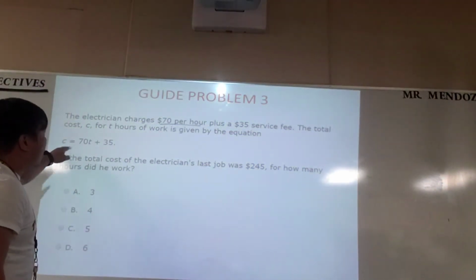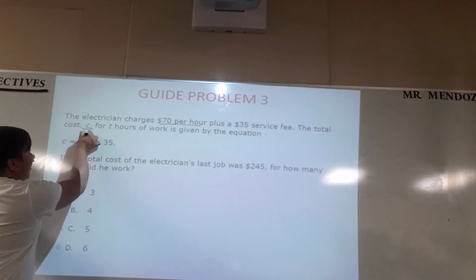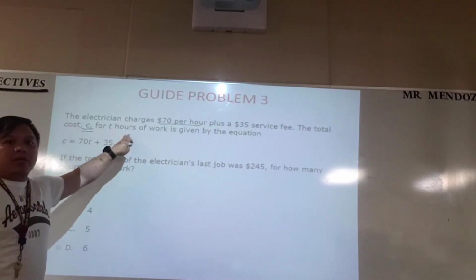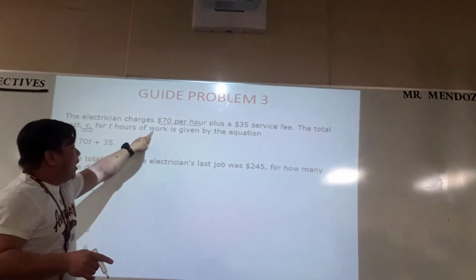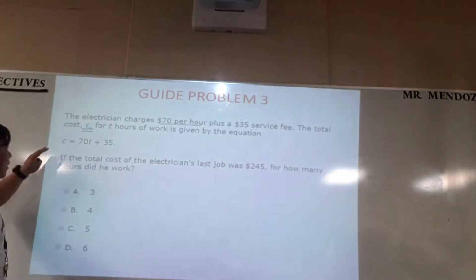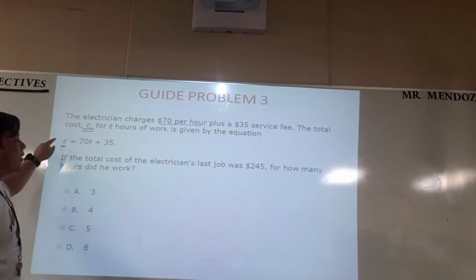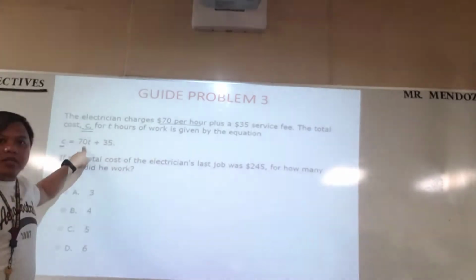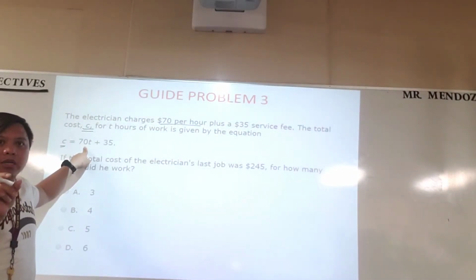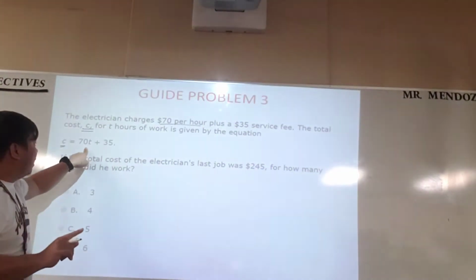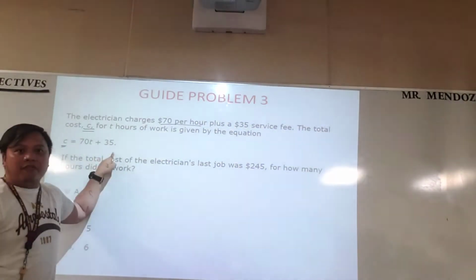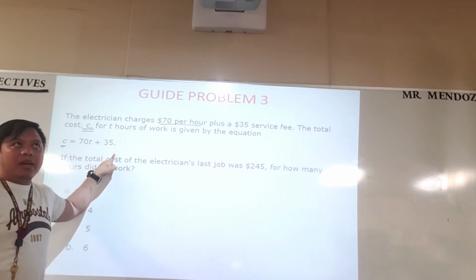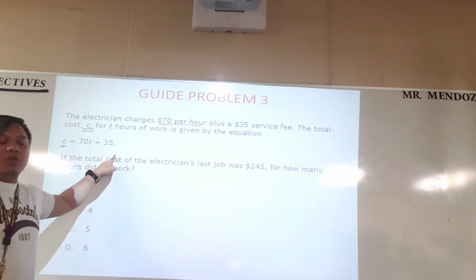The total cost, which is represented by C, for T hours, meaning the number of hours the electrician would work, is given by the equation. So the equation is C, the total cost, is equal to 70T plus 35. 70 is the charge given per hour for that electrician, and T refers to the number of hours that electrician would work, plus the 35, which is the service fee, no matter how many hours the electrician would be working.